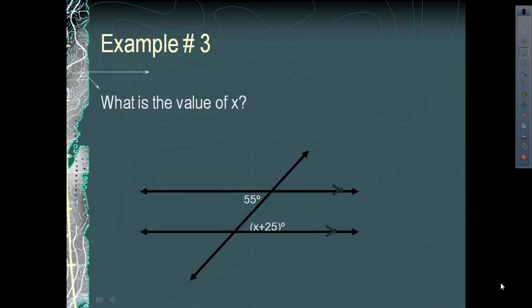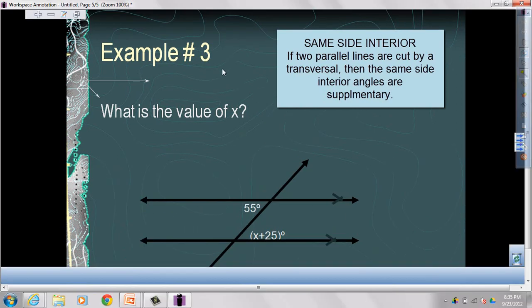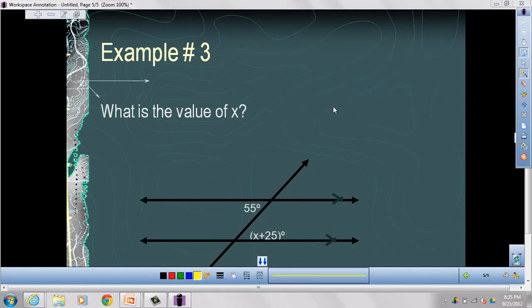Okay, now in example 3, what is the value of x? Notice once again we have parallel lines, and these angles are called alternate interior angles. And that postulate that we read a couple of slides ago says, if you have parallel lines, then the alternate interior angles are congruent. So these two would be congruent, and because of that, I can set up this equation and say that 55 degrees is equal to x plus 25 degrees. And then I would just have to solve for x.